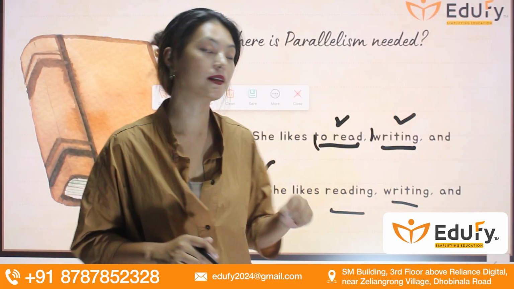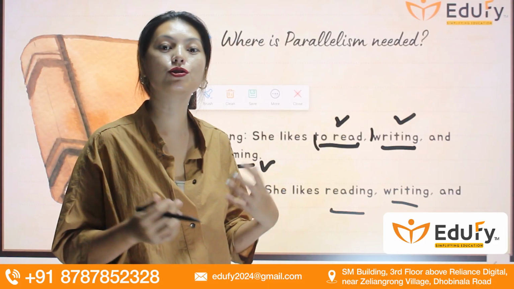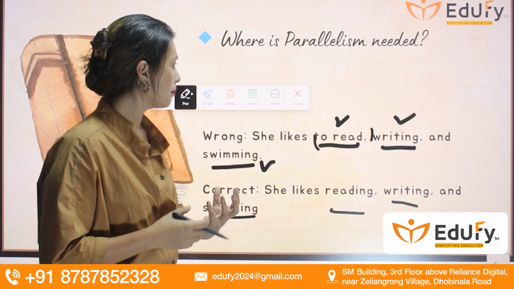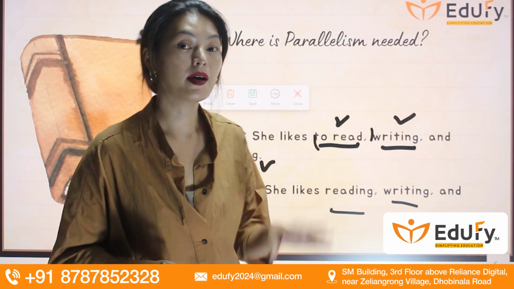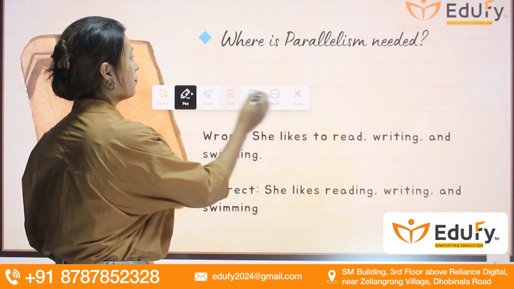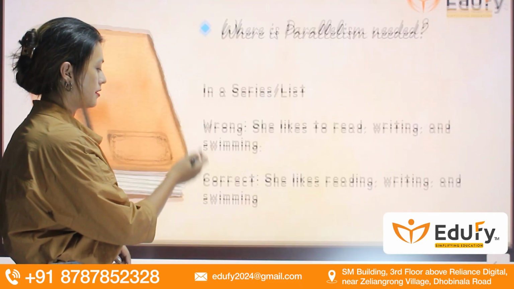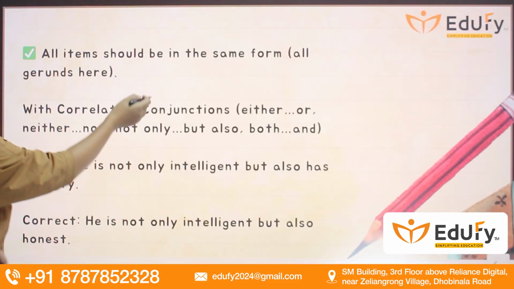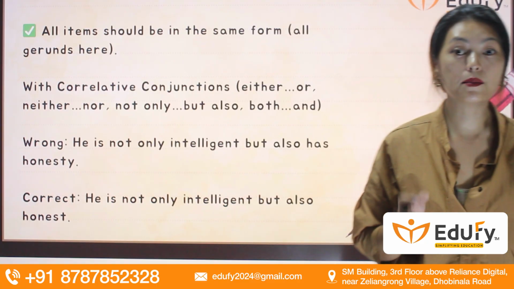So this shows that the sentence is balanced, the meaning remains intact, and it shows some kind of balance and clarity within the sentence. This is why we need parallelism. Now, this is in the case of a sentence where we have a series or a list. Next, we move on to where all the items should be in the same form.